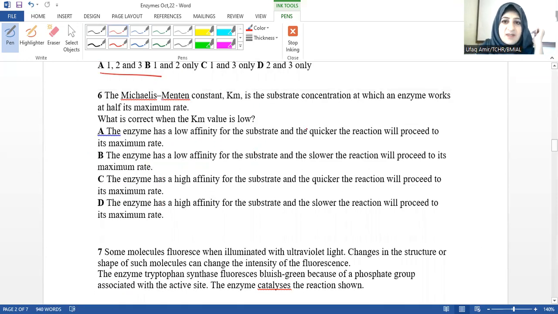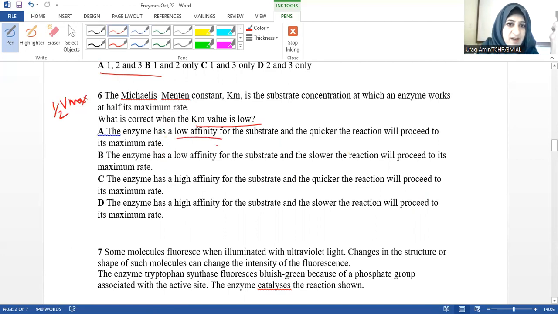Michaelis-Menten constant Km is the substrate concentration at which an enzyme works at half its maximum rate. We all know that Km is when this is half of Vmax. What is correct for the enzyme when the Km is low? Low Km means that this enzyme, whose Michaelis-Menten constant is low, has a very strong affinity, high affinity, for the substrate. That is why half of the Vmax has been approached very quickly, and the rest of the reaction will also proceed very quickly because the enzyme has a strong affinity for its substrate.